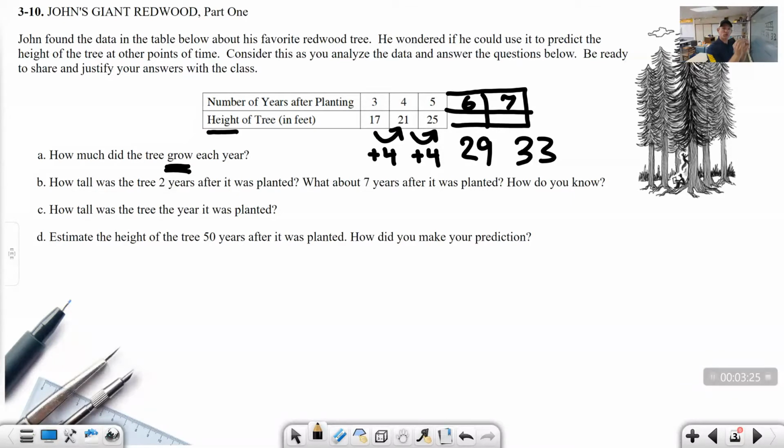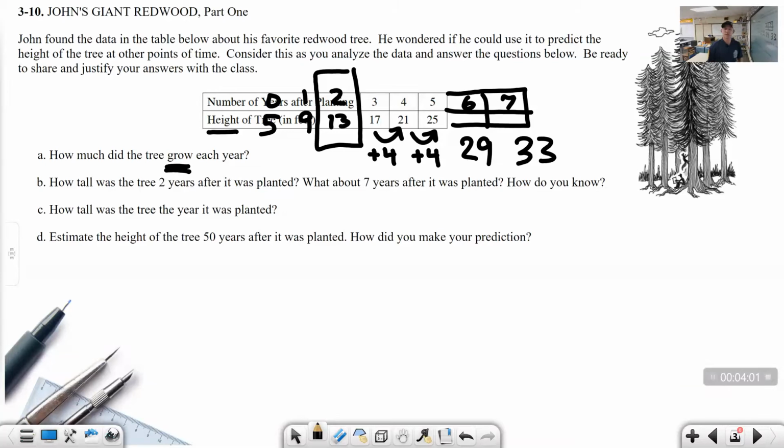Now, if you know that it grows by 4, added 4 each time, how would we work our way backwards? Well, that's subtraction. So I subtract by 4 to get 13, subtract 4 to get 9, and we subtract 4 to get 5. That's what a completed table would look like. Now let's answer the question. How tall was the tree 2 years after it was planted? So you're right. After 2 years, it was 13 feet tall.